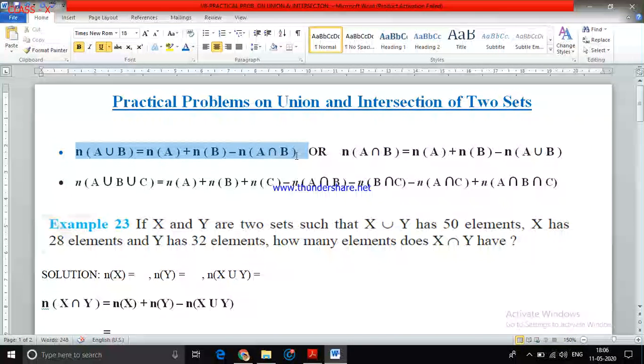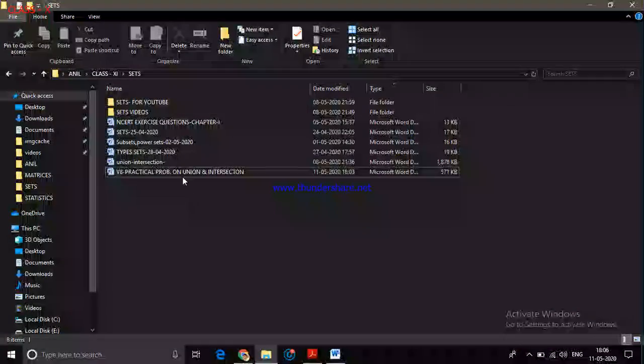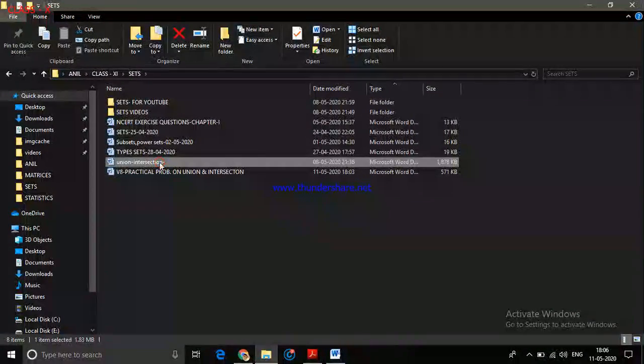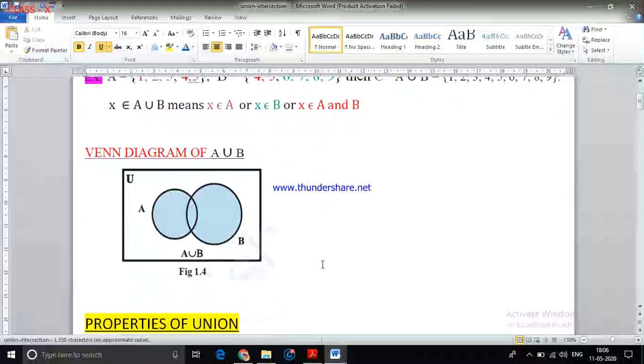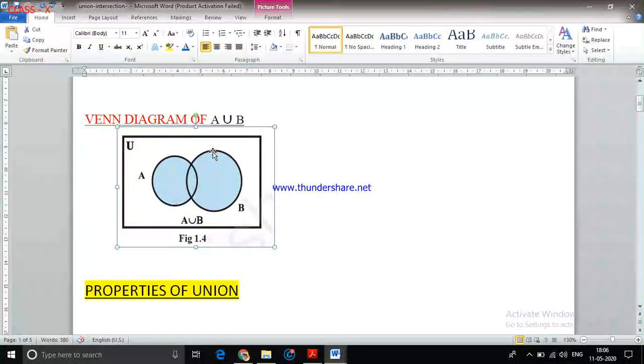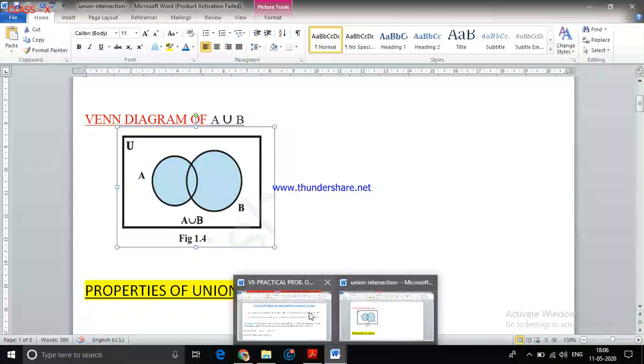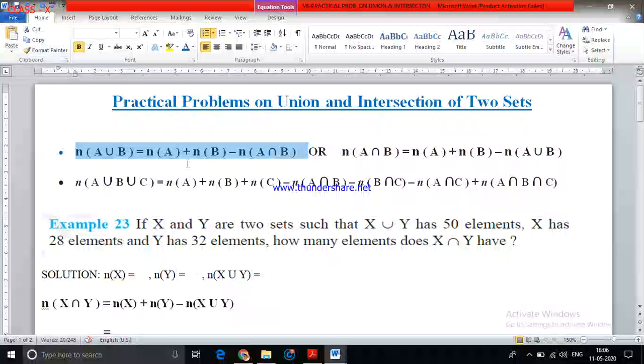One is n of A union B, that is number of elements in A union B, will be equal to n of A plus n of B minus n of A intersection B. Now if you remember the Venn diagram of n of A union B, let me open that Venn diagram. Yeah, this is the Venn diagram of n of A union B, if you remember from last class. Now the formula of n of A union B says that n of A plus n of B minus n of A intersection B.